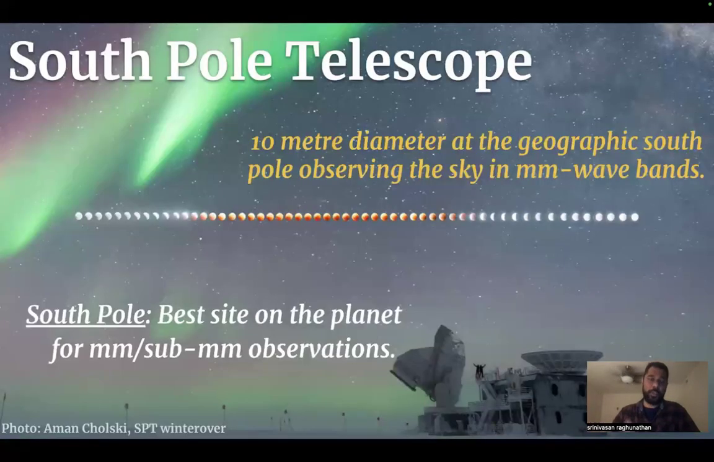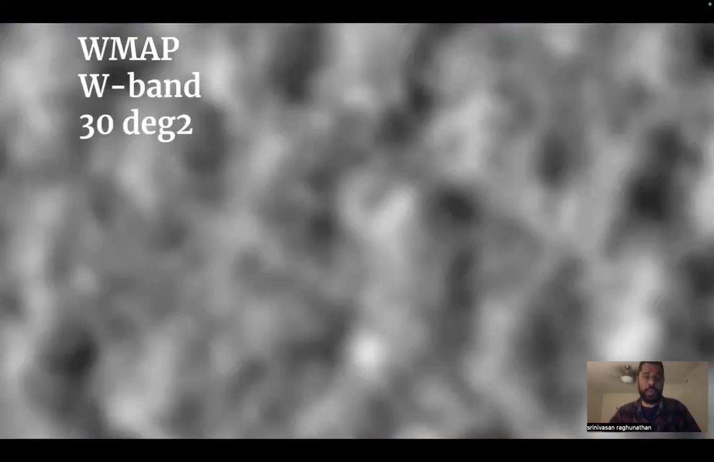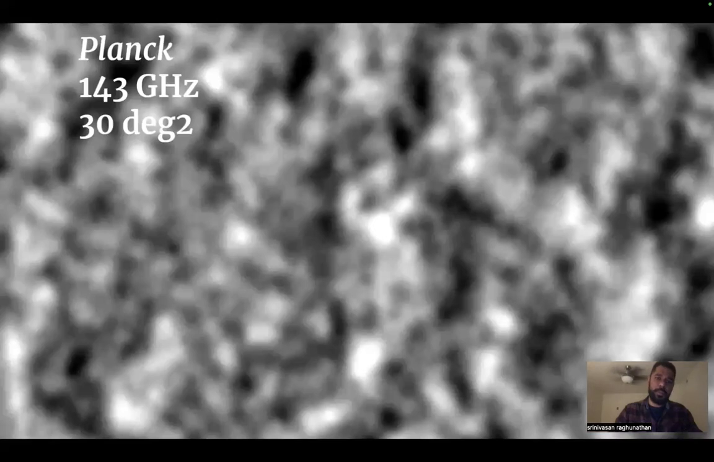In the next few slides, I would like to show why the South Pole Telescope is great to measure this small scale information. On this slide, I'm showing the data from WMAP. It's real data, roughly 30 square degrees of the sky. We can see some hot spots and cold spots. These are all primary CMB measurements. If you look at the same region with Planck, if I go from WMAP to Planck, you can see the angular resolution improves significantly.